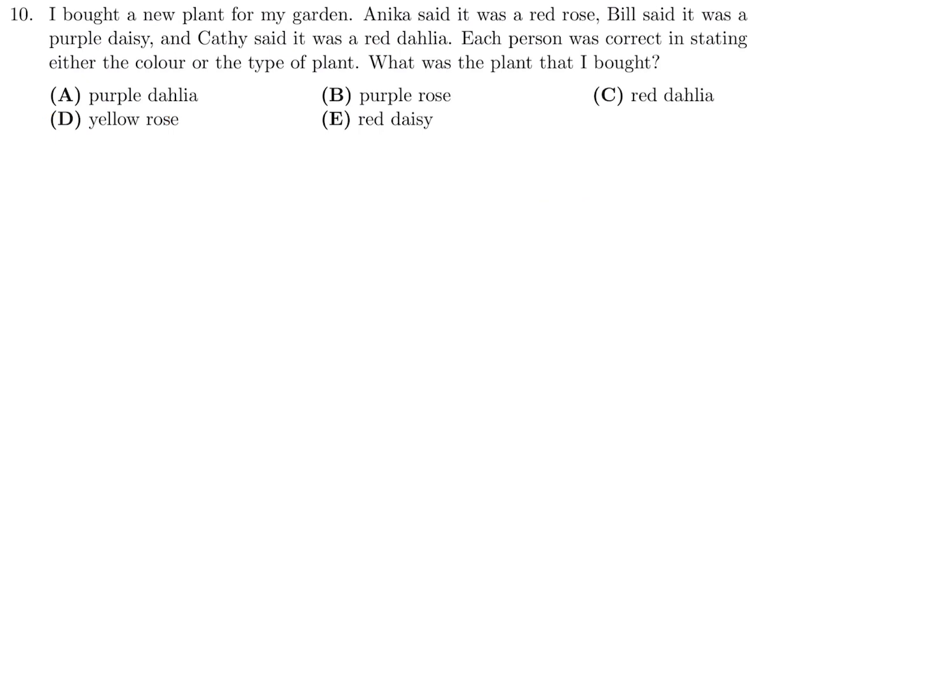I bought a new plant for my garden. Anika said it was a red rose. Bill said it was a purple daisy. Kathy said it was a red dahlia. Each person was correct in stating either the color or the type of plant. What was the plant that I bought?